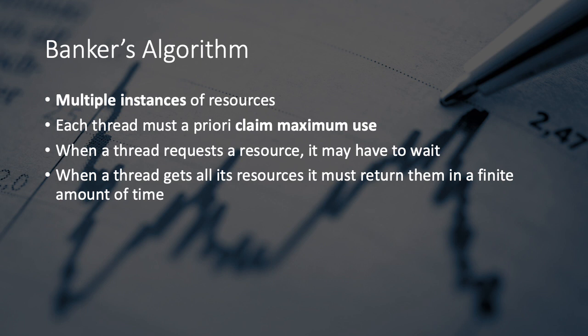So we said that when we have multiple instances of resources, then we use an algorithm to avoid deadlock that is called the banker's algorithm. The idea is that each thread has to provide the maximum use that it will end up using of each resource type. And then when a thread requests a resource, depending on the state of the system that we will end up with, sometimes it may have to wait. And then when the thread is done using the resources, it has to return them all in a finite amount of time.